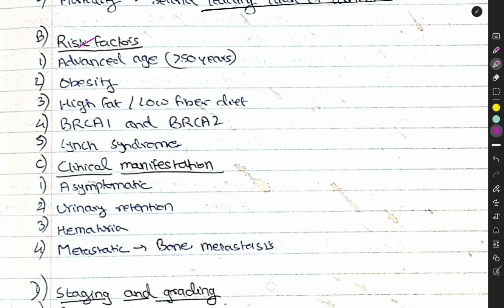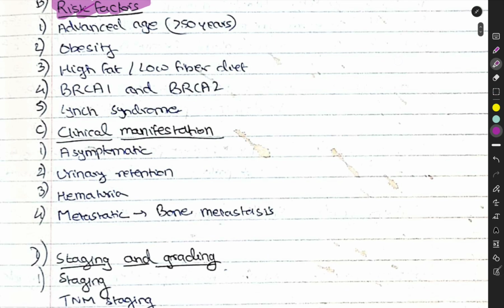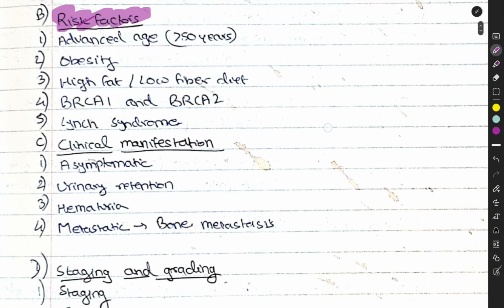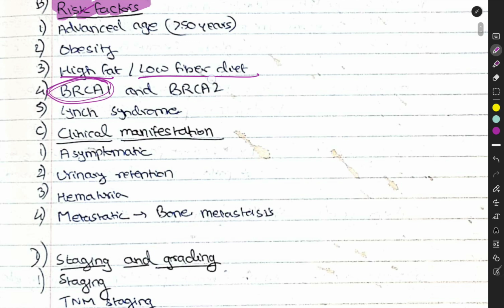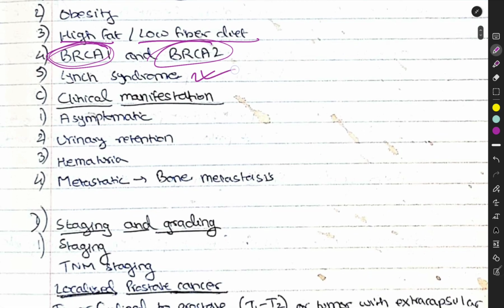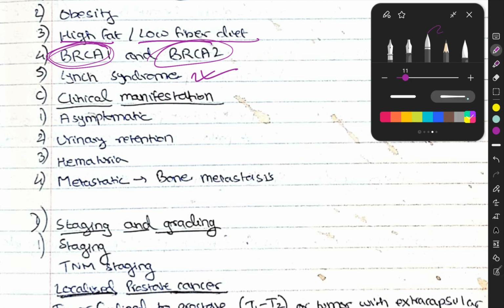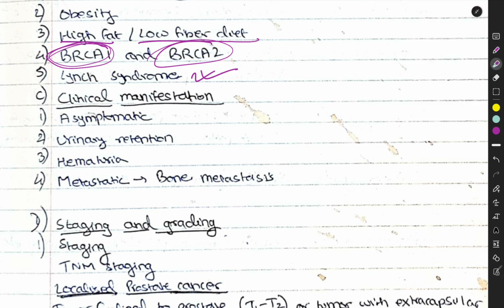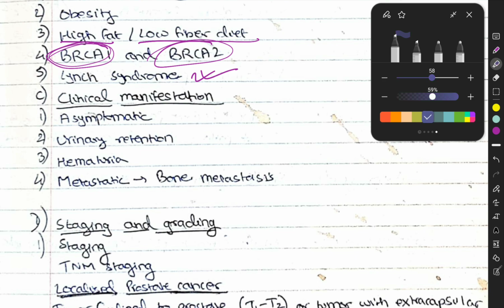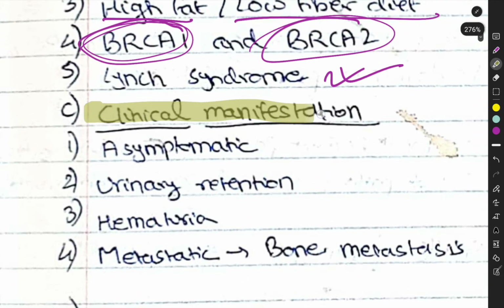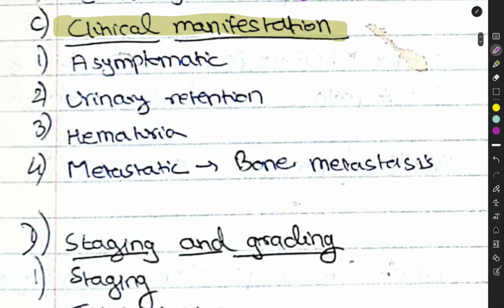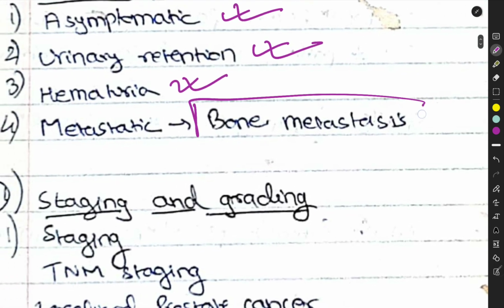The risk factors of prostate cancer are advanced age, obesity, and a high fat and low fiber diet. If the patient has mutations in BRCA1 and BRCA2, or Lynch syndrome. Then you have clinical manifestations. How will the patient present if they have prostate cancer? They will basically be asymptomatic. You won't see a symptom straight away, but you will have urine retention, hematuria, and bone metastasis.